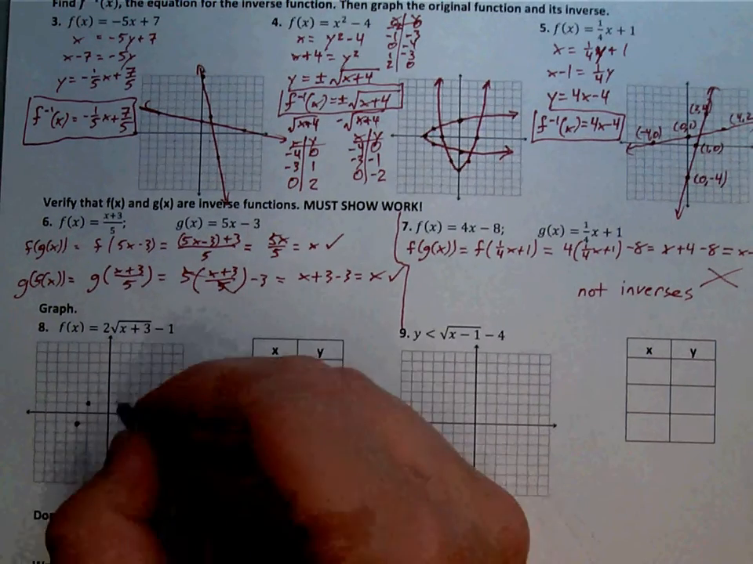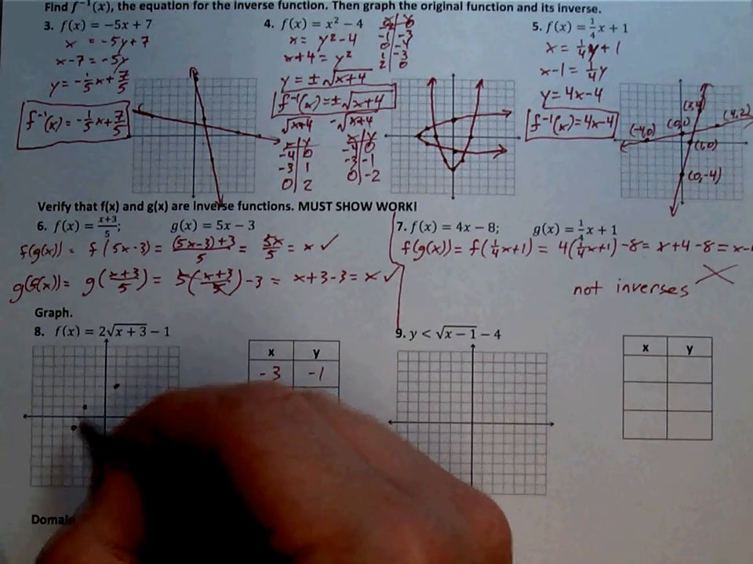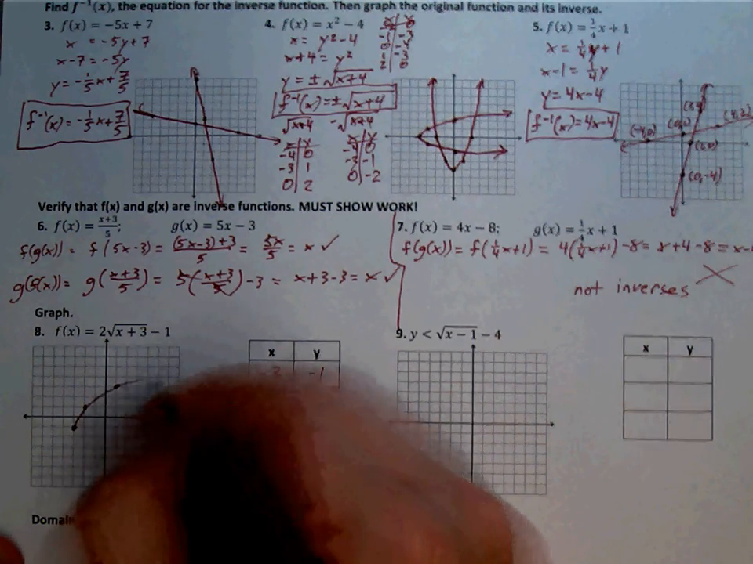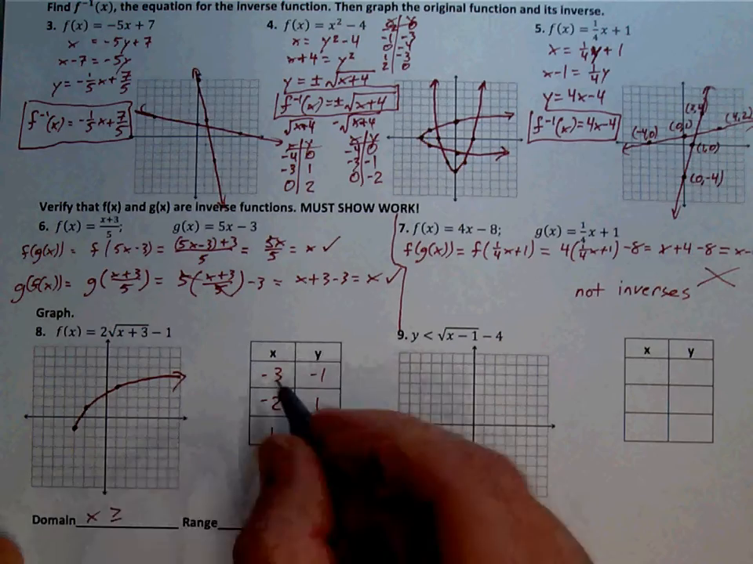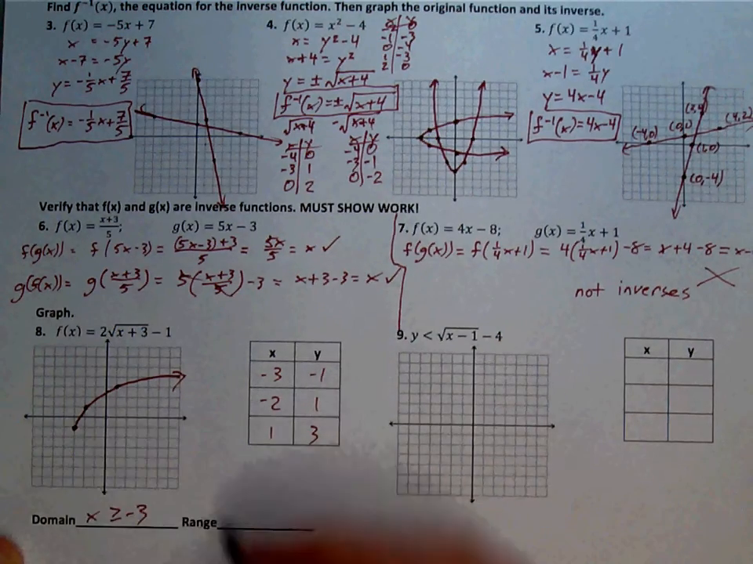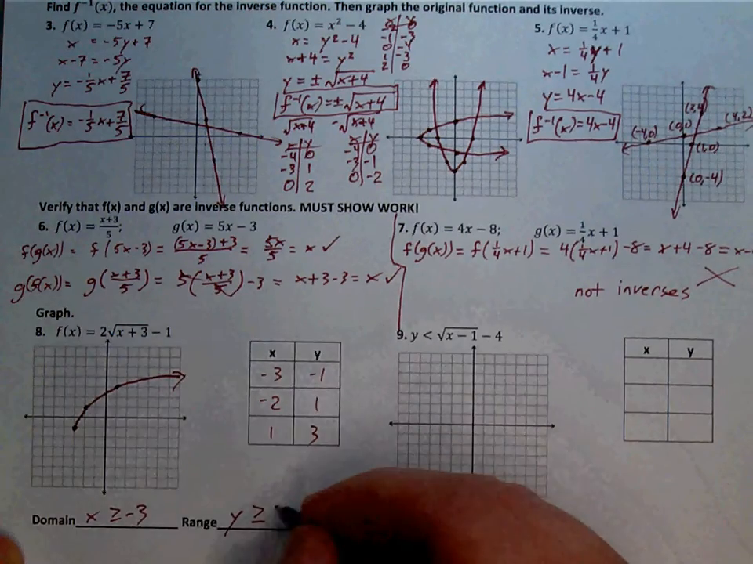-3, -1. -2, 1. 1, 3. This first point is an endpoint. Don't pass through it. Just beginning of the whole thing. So the domain, x could be anything greater than or equal to -3. That was the first point we could plug in. So the range is opening up, so it's greater than or equal to the lowest point it ever was, -1.